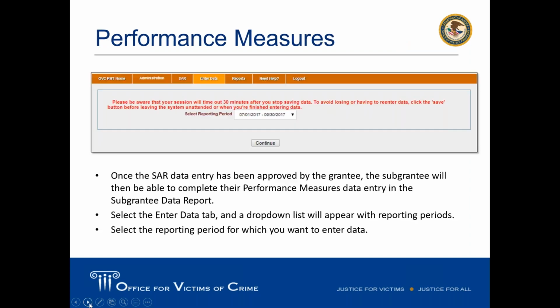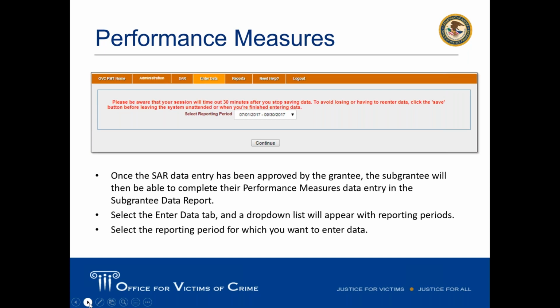The sub-grantee, which is you, performance measures. Once your SAR data entry has been approved by the grantee, who is us, the sub-grantee will then be able to complete your performance measures data entry in the sub-grantee data report. That's why it's so important for you guys to go in and complete your part once you receive that email, because it can't generate the report if you don't. Select the Enter Data tab, and a drop list will appear with reporting periods. Each reporting period will be on that drop list. Make sure you select the correct reporting period that you're reporting on as well.